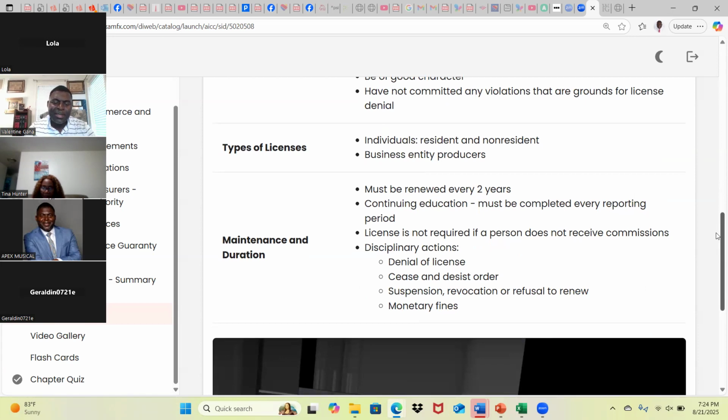The types of licenses you can have are an individual resident license and an individual non-resident license. That's the great thing about this business. You guys are getting into a phenomenal business. You pass your exam in one state, and you can do business in all 50 states just by getting a reciprocal license.